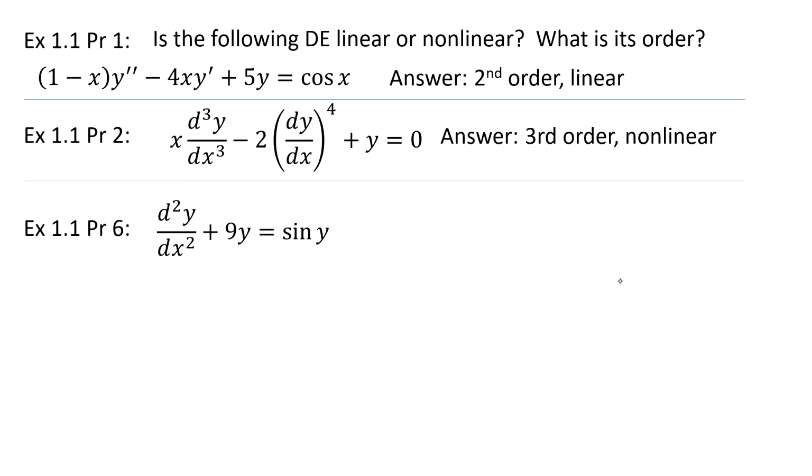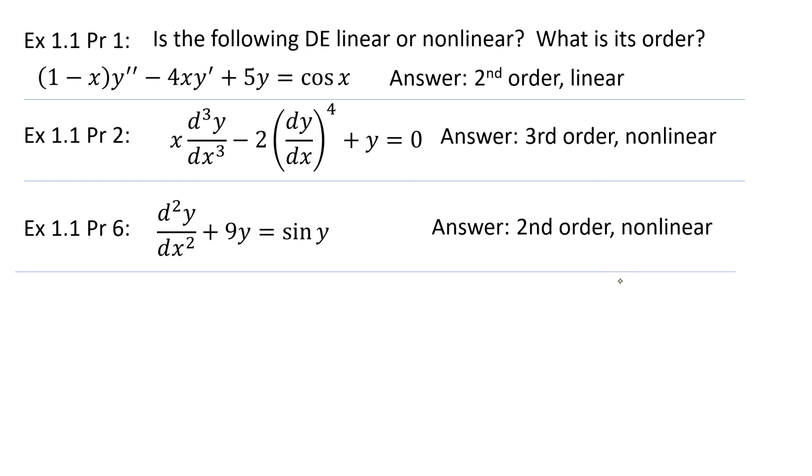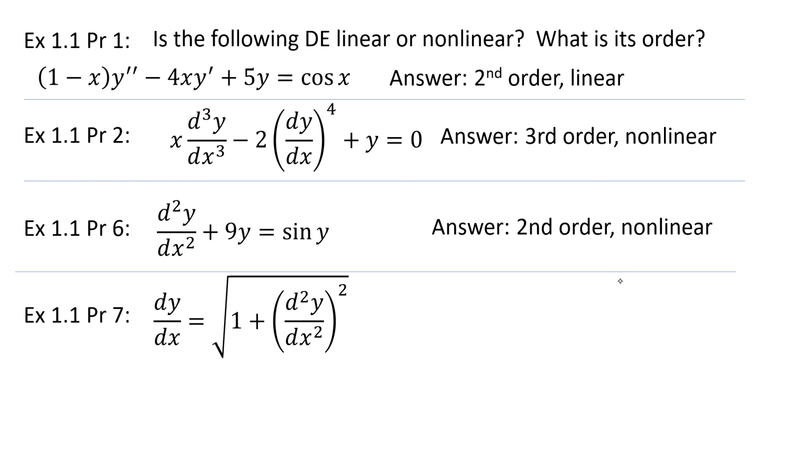No, that's not okay. y must have a coefficient that is a function of x. You cannot have sine y, cosine y, tangent y, e to the y, y squared, y cubed. All those things are a no-no. This is nonlinear because sine y, when brought onto the left-hand side, is a nonlinear term. What order is it? That's a simple one, second order. Cool. How about this guy?